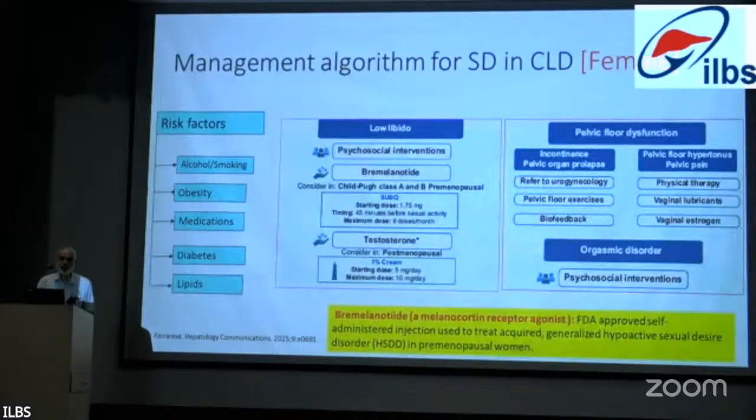This is the management algorithm for female sexual dysfunction. Again, first risk factors. Then if there is low libido, then after psychosocial interventions, there is a drug, bremelanotide. This is a melanocortin receptor agonist, FDA approved, but there is no safety profile in cirrhosis, so you cannot say whether we should use it or not.